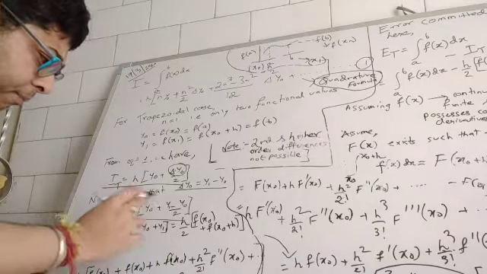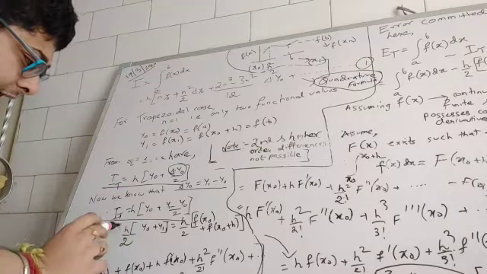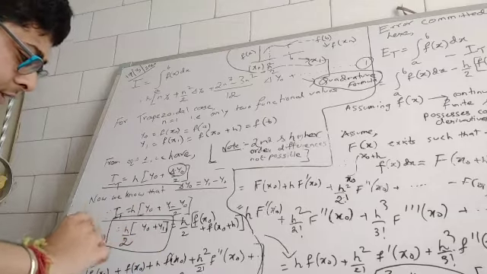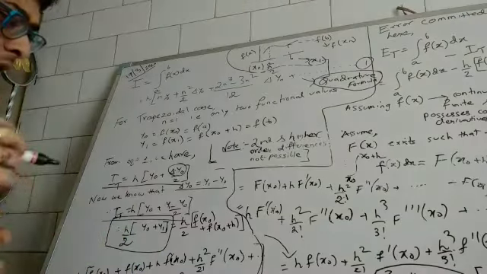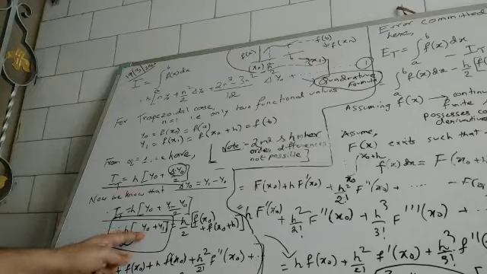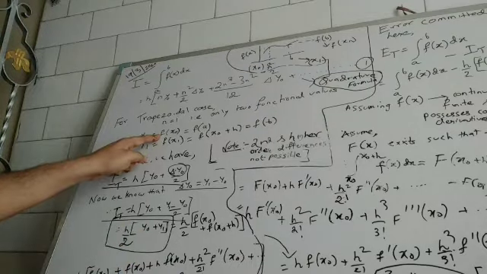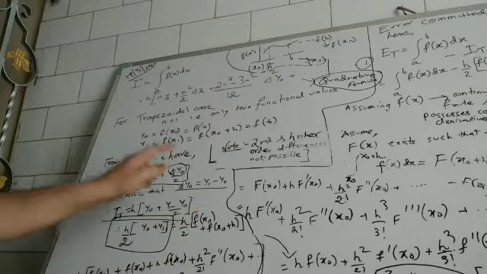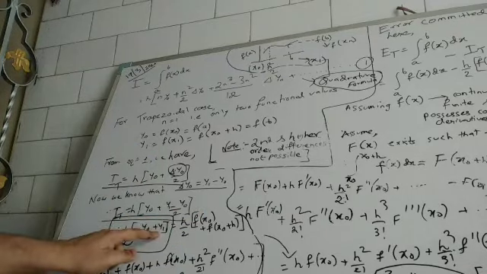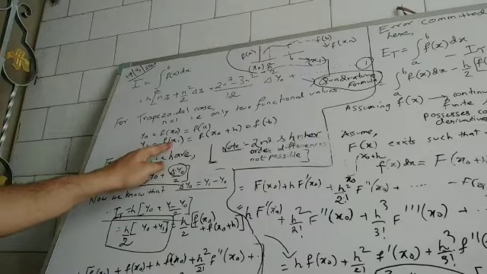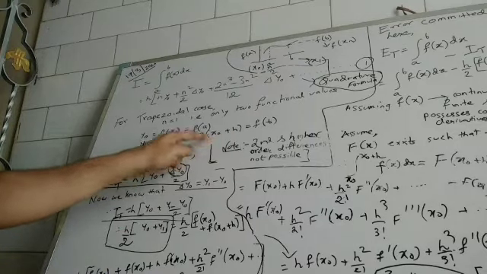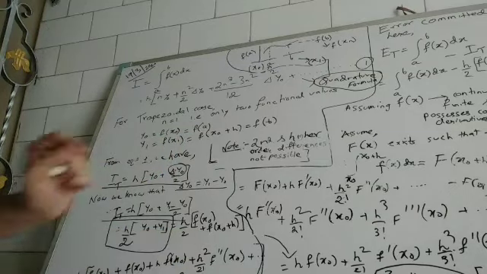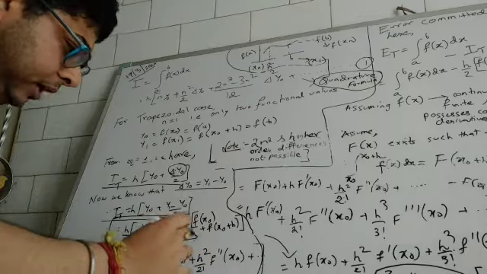Now, if you simplify this one, I will get h by 2 (y0 plus y1). Only this much I will get. Fine. Now, what is basically y0? This is basically f(x0), so instead of y0 I can write f(x0). And what is this y1? y1 is basically f(x1), that is basically f(x0 plus h). Okay, so I hope this line should be clear.